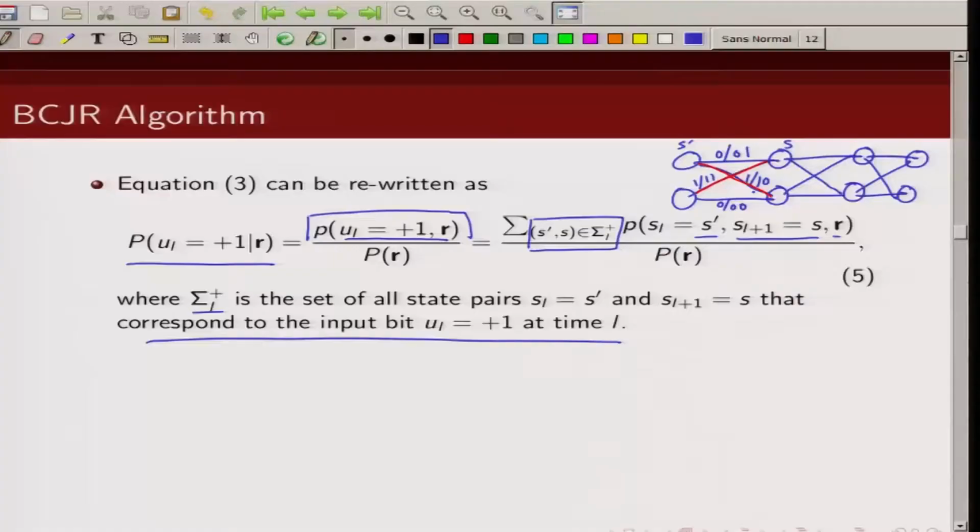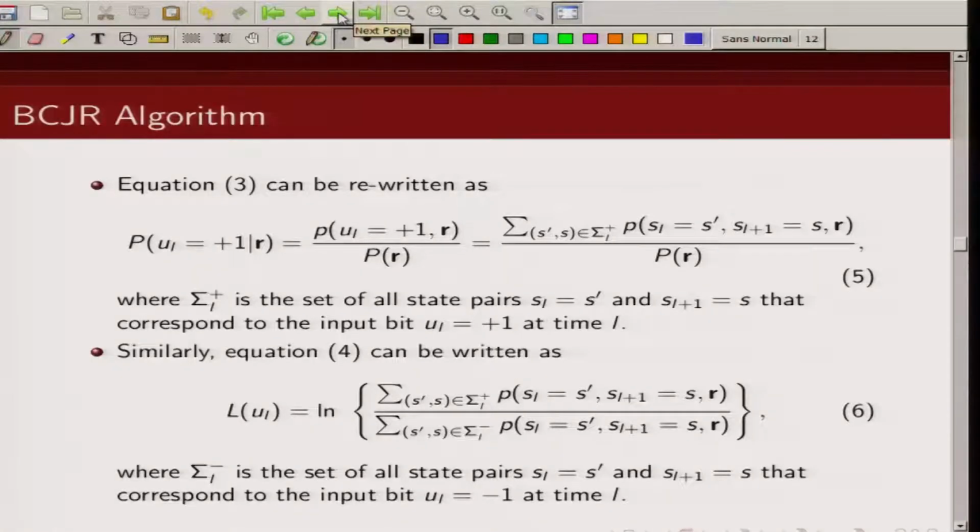Okay. So, I can write the joint probability of UL being +1 and R in terms of condition on the valid trellis transitions in this way. I can write it as the probability that the initial state is S prime, the next state is S, given that I have received sequence R, and I sum over all those transitions which belong to input bit being +1.